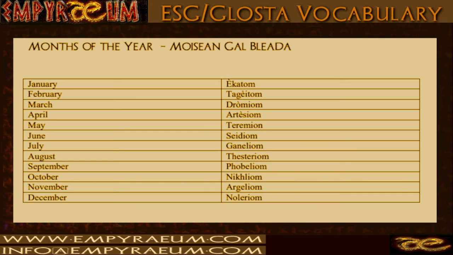And again, you're seeing how this all fits together, that we are actually finding ways to link history. Obviously, Nolerium relating to Noel, Phobelium, September, fear, fall, change, disappearing of the sun, October, Niclium, time of victory, all those sort of things. You get the general idea that we put a lot of thought into this.